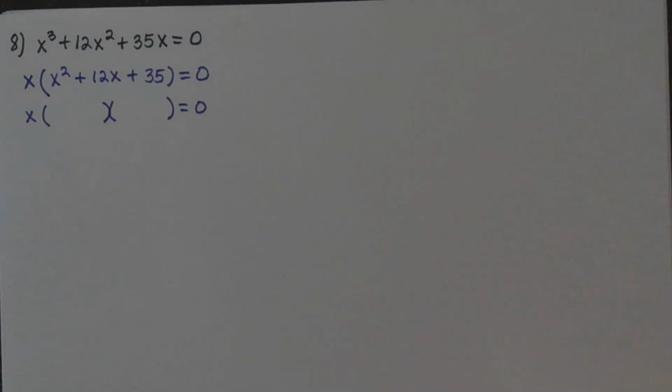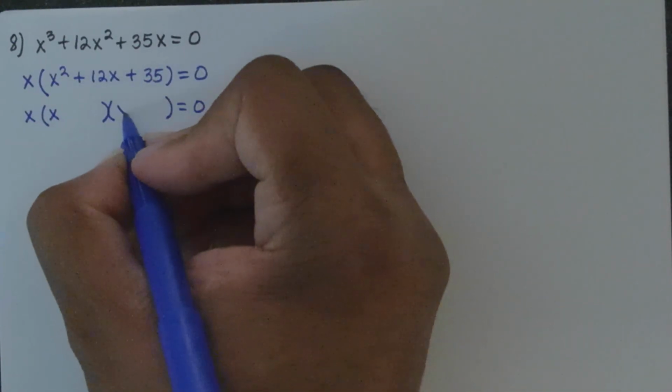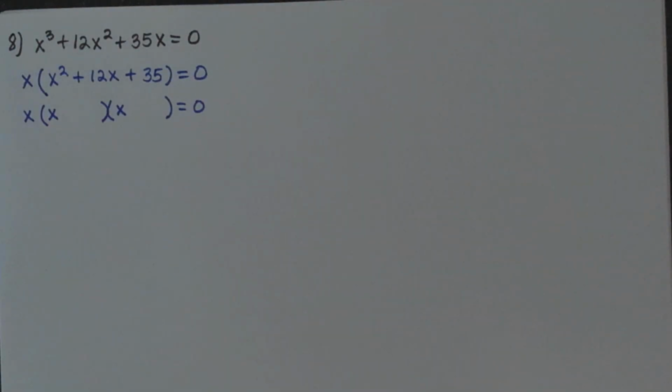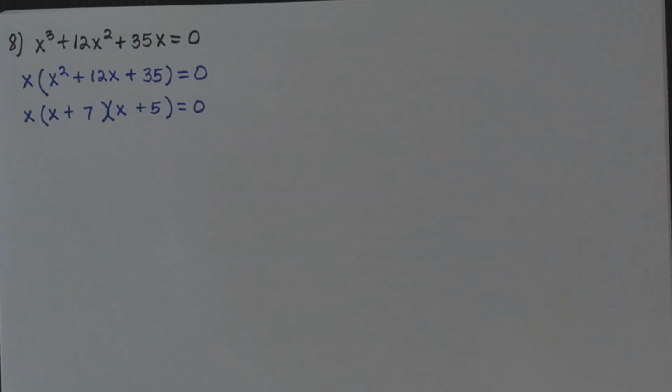Let's see, x squared breaks up as x times x. And what factors of 35 gives me 12x as a middle term? 7 and 5. So it'll be x plus 7 and then x plus 5. Because the middle term is plus and the last term is plus. So factor completely, I get x times x plus 7 times x plus 5 equal to 0.